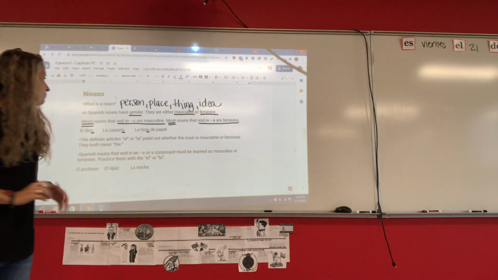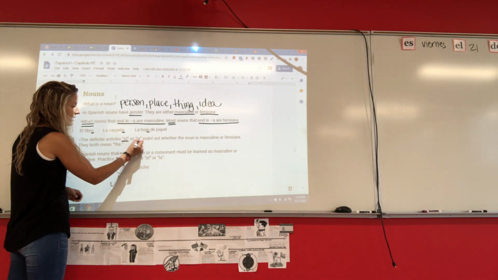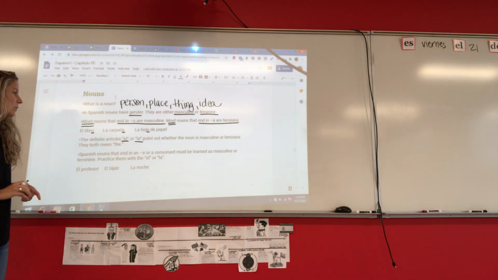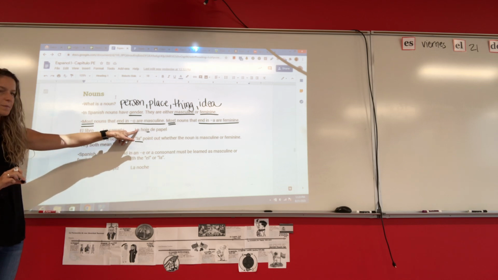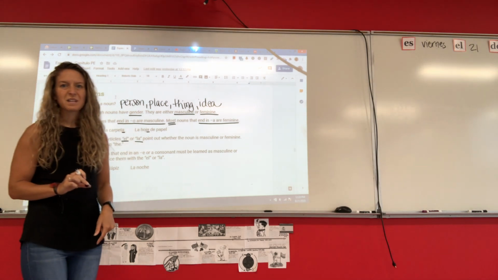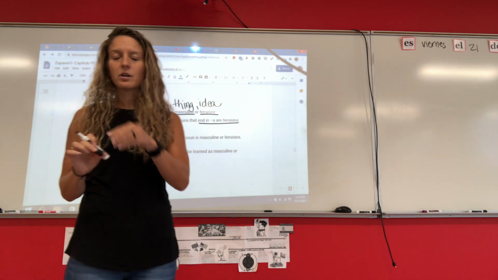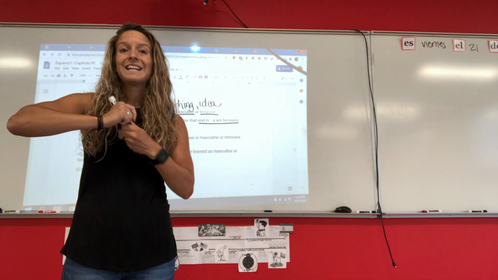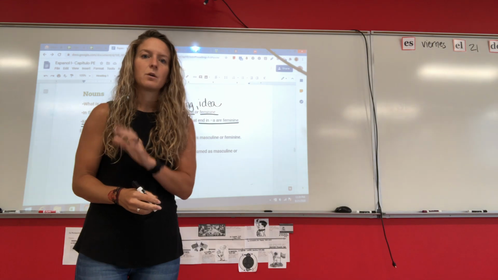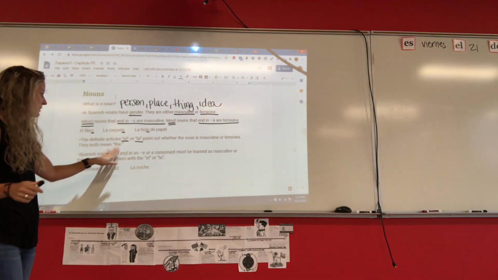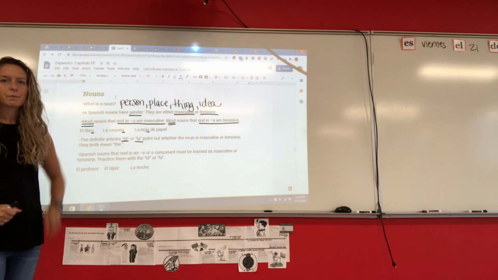We have definite articles. Our definite articles are el and la. We use el for masculine and la for feminine. Both of those definite articles mean the. So it's the sheet of paper, the marker. Those are the definite articles because we're talking about, oh, I need the marker. I'm talking about a specific marker. I need the book. So it's definite. We're going to talk about the indefinite ones later. But this means the, el and la. El for masculine, la for feminine.